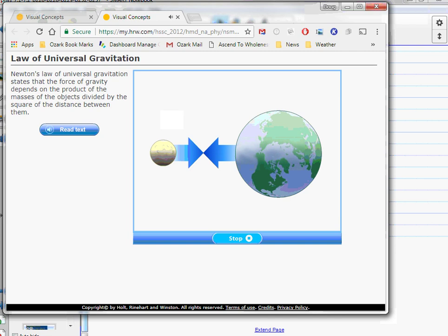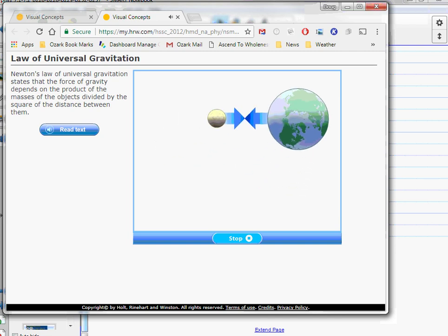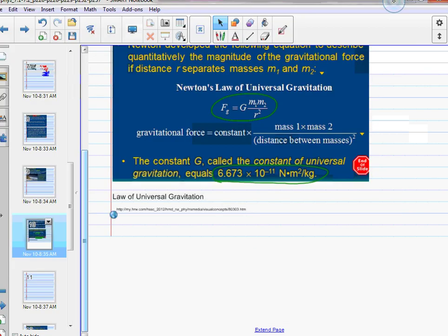Newton's law states that the force of gravity depends on the product of the masses of the objects divided by the square of the distance between them. In other words, if two objects are moved twice as far apart, the gravitational attraction between them will decrease by a factor of 2 times 2, which equals 4. So the gravitational attraction between two objects moved twice as far apart will be 4 times less, or 1/4 as much. Whichever way you prefer to think of it.